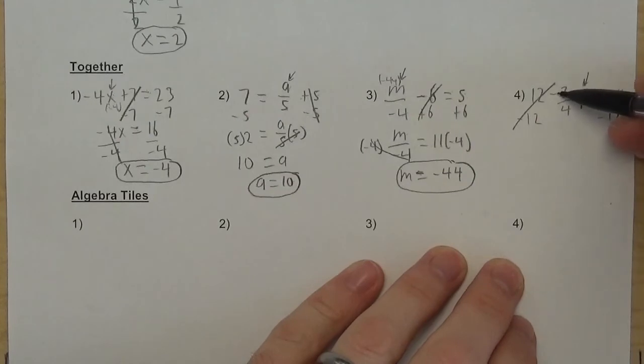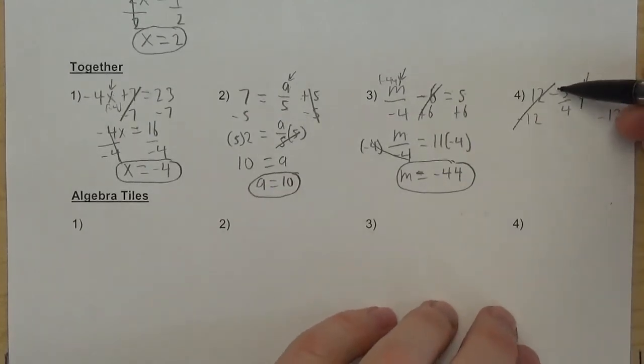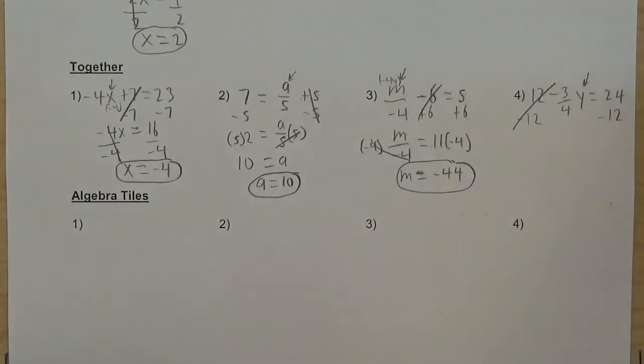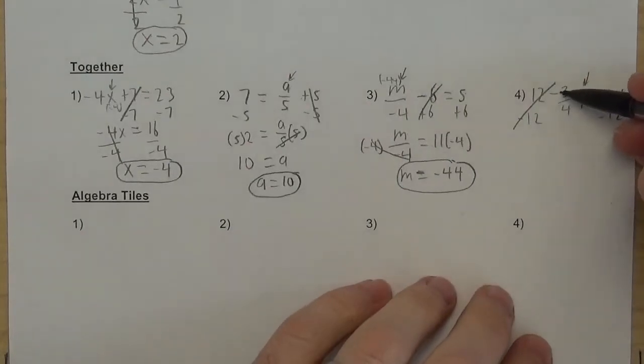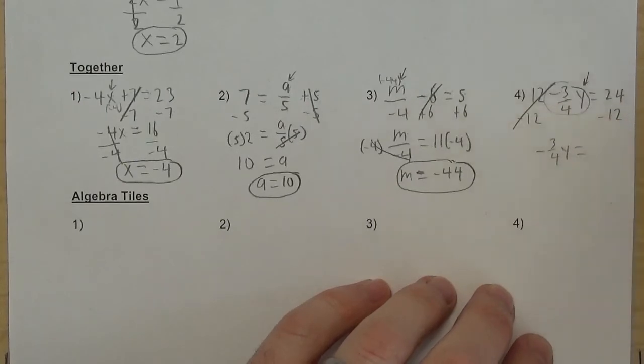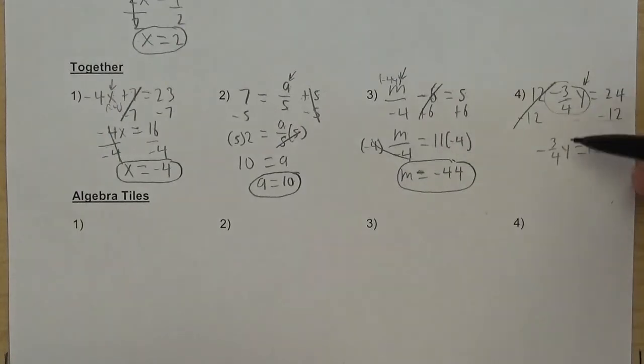Now when you have a sign in front of a term like that, that goes with it. Usually it's been positive for us so far, so we haven't had to worry about it because no sign is positive. But if there's a minus sign in front of that, it actually goes with this term as we bring this down. This is negative 3/4 y. And then 24 minus 12 is 12. So y is being multiplied by negative 3/4.